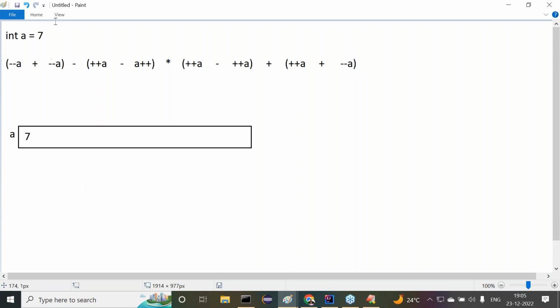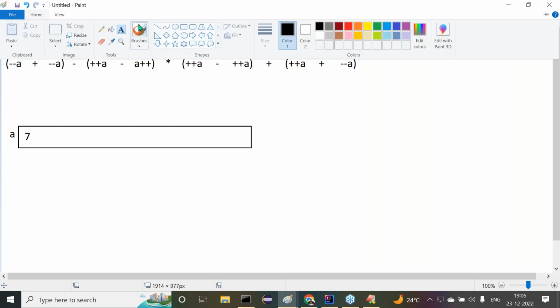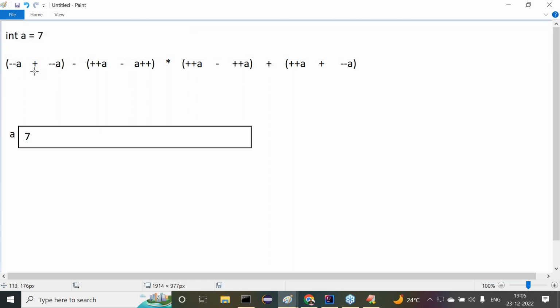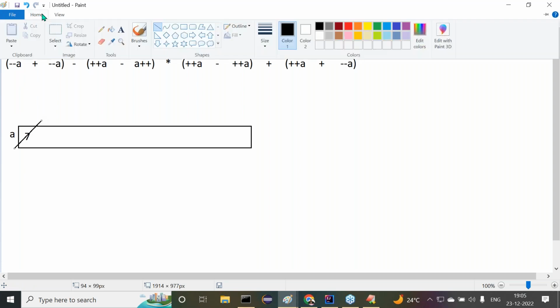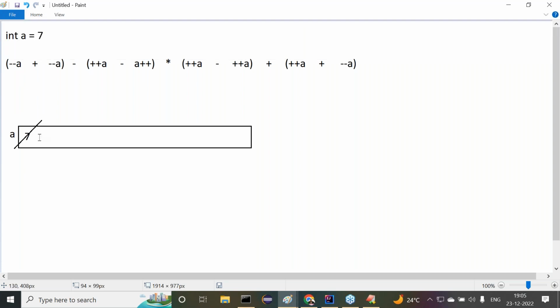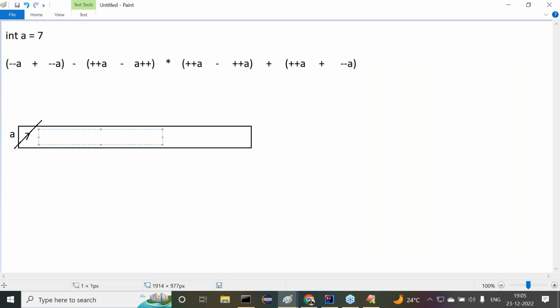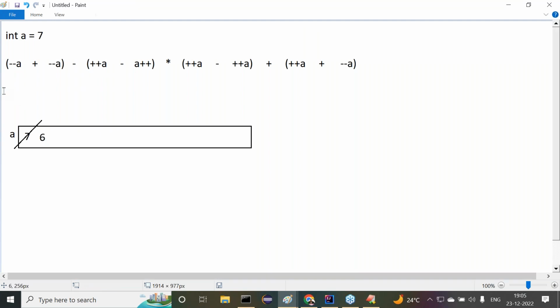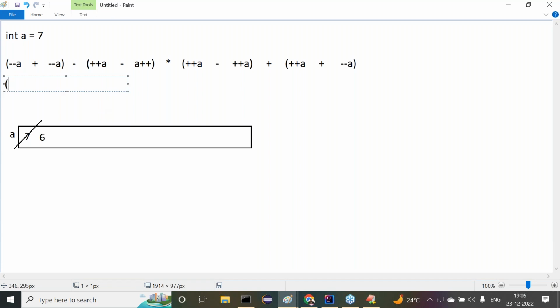Now observe carefully. First of all, inside the brackets, all the increment and decrement operators must be evaluated first. First, we have minus minus k. That means pre-decrement. In pre-decrement, first the value will be decremented by 1. So that value is 6. Here we are getting that 6 will participate in the expression.